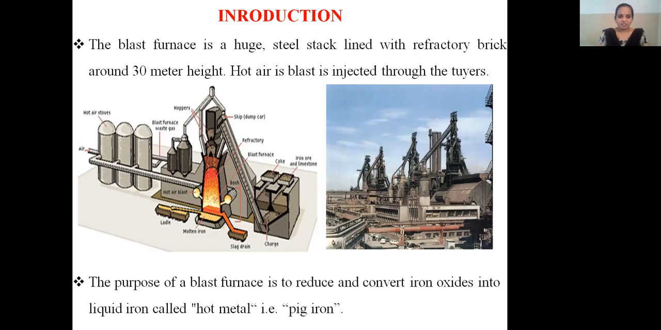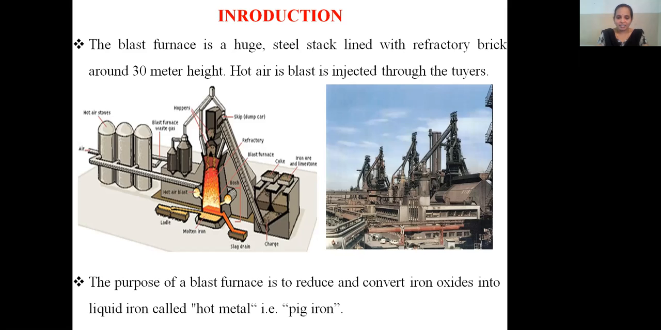Next, let's see the purpose of blast furnace. It is to reduce and convert iron oxide into liquid iron called hot metal, that is pig iron. The blast furnace is used to produce pig iron. How? By reducing iron oxide to iron. Here iron oxide means iron ore, Fe2O3, that is hematite ore. You can take any ore which is rich in iron percentage. That might be hematite ore, that might be magnetite ore, which is available easily.